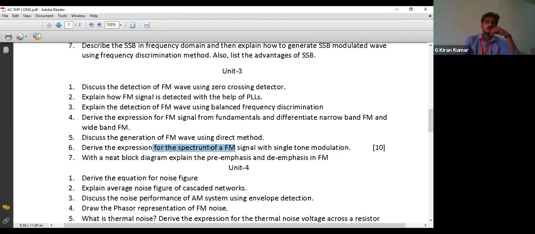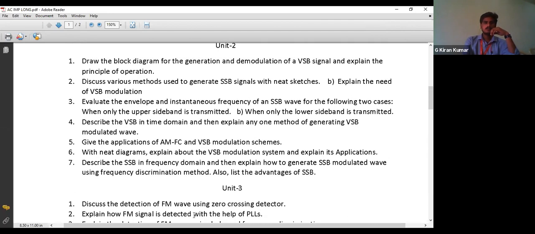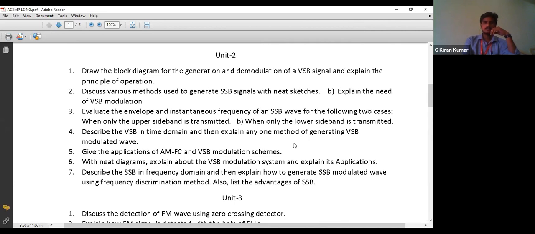And here you can see pre-emphasis and de-emphasis. Sorry, it is not in our syllabus. As per our new syllabus, this question is not there. Okay, we have time. We'll discuss the second unit also now.